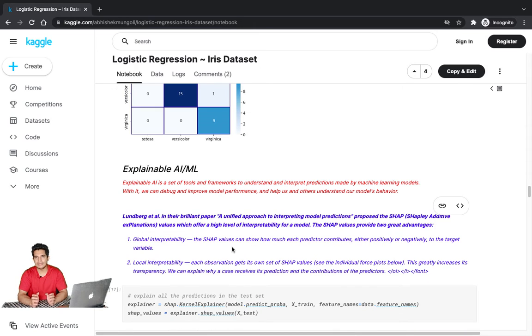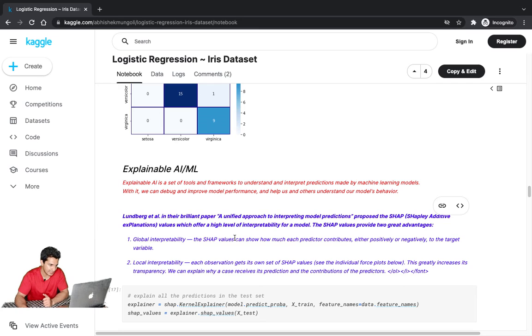Till now, we did an EDA, that is exploratory data analysis of the dataset, tried to understand how the features are differing across classes. We also fit the model and saw the coefficients and checked the model's performance both on the training and the test set. Next we will do the interesting part, which is the explainable AI or ML part.